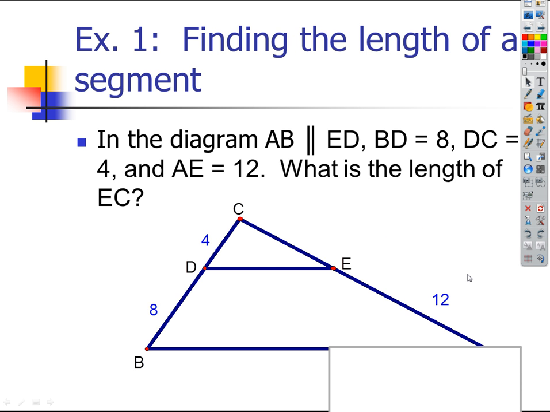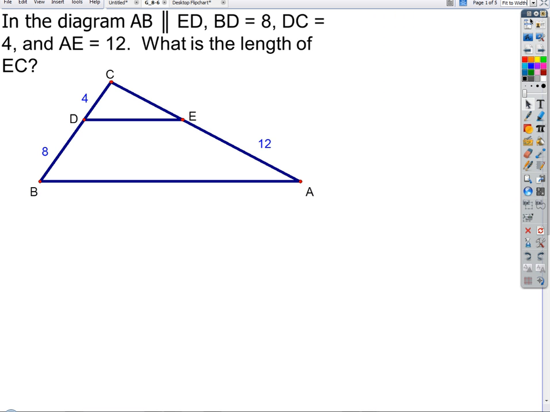Okay, so what about this guy? In the diagram, we're told here in this picture that segment AB is parallel to segment ED. So let's mark that on there, right? So we got this guy is parallel to that guy. Okay, they give us a bunch of segment lengths, and the question is, what is the length of EC? So let's call that X. That's the one we're looking for. So everybody stare at that for a second. Can you come up with a proportionality that we could solve for X?